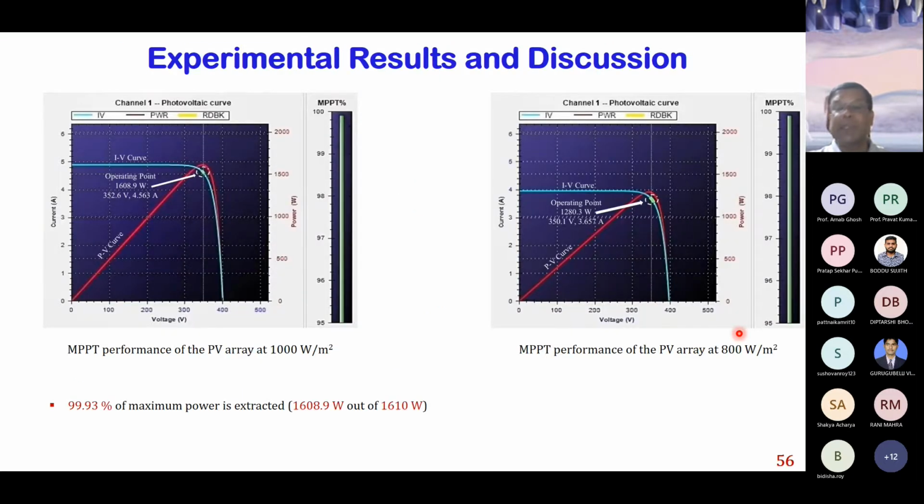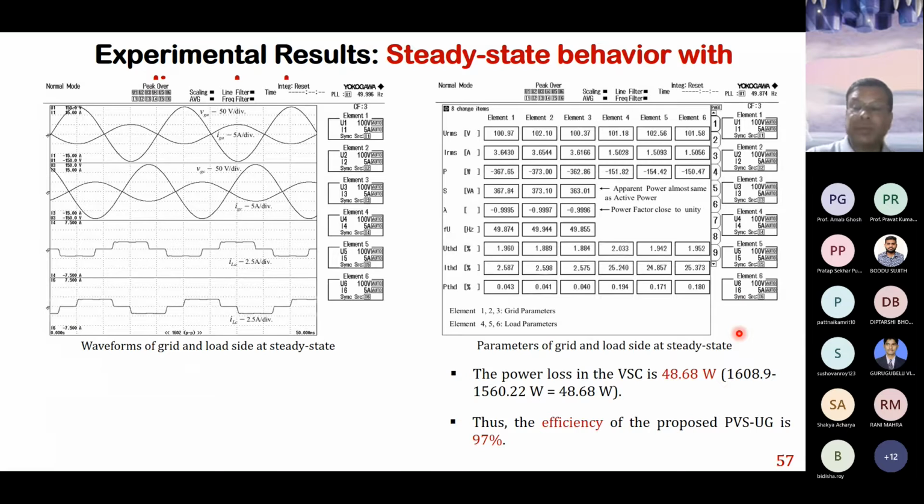So this is the experimental result in which we considered two cases. One is 1000 watt per meter square. The second one is 800 watt per meter square irradiance. And the extracted power is 1608.9 watt out of 1610 watt. And this is the experimental result that we obtained during the steady state with balanced load.